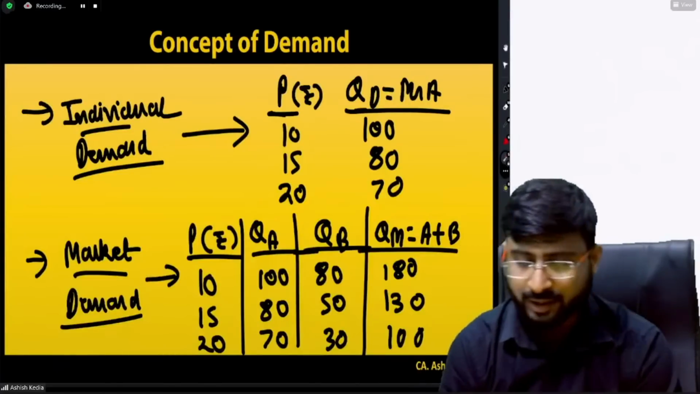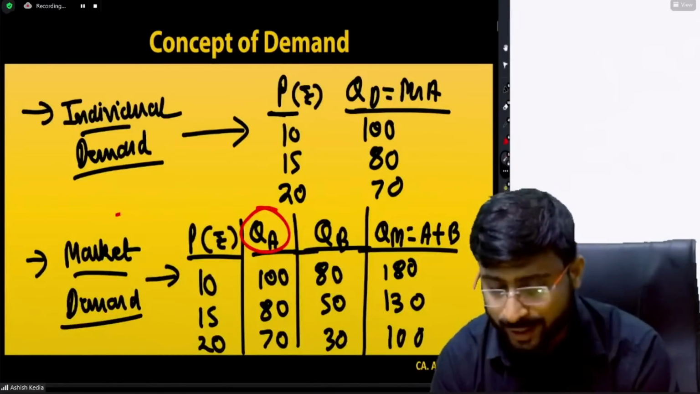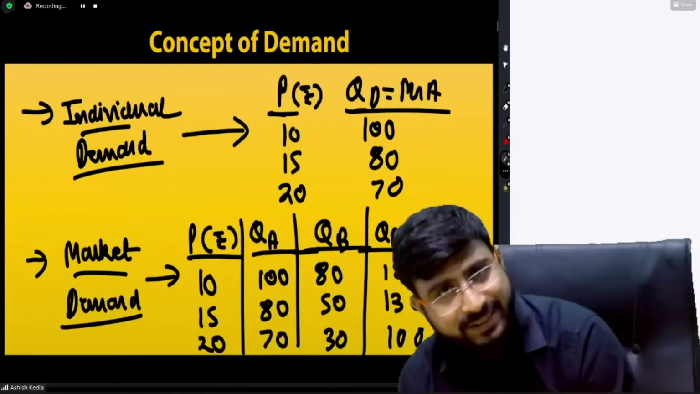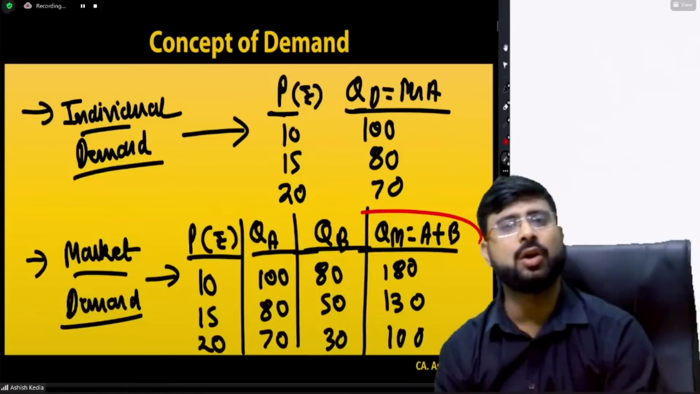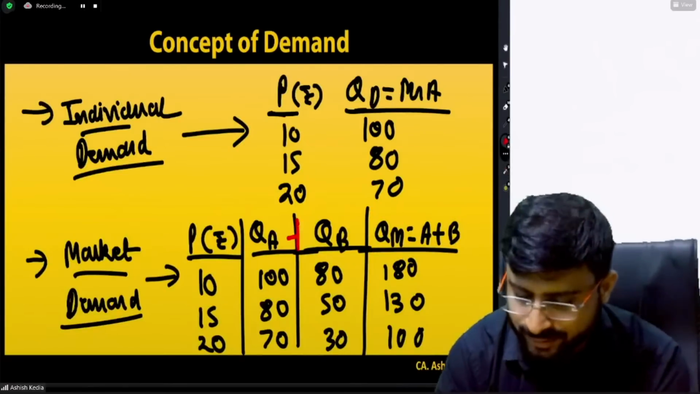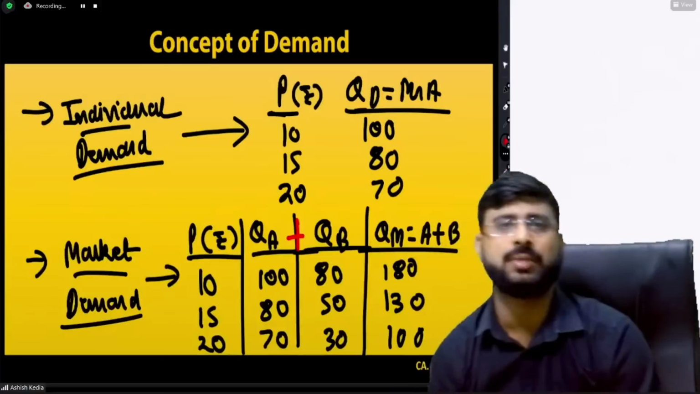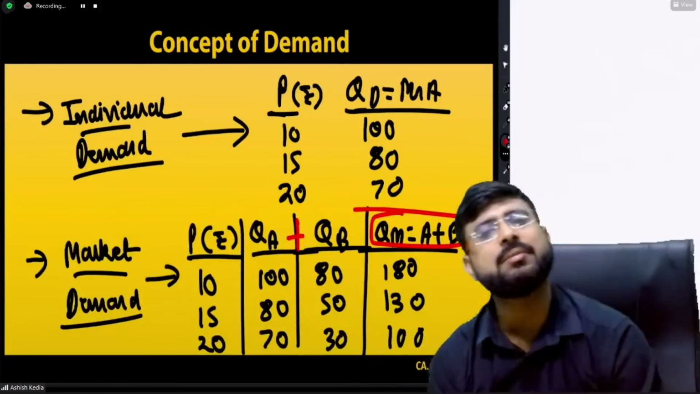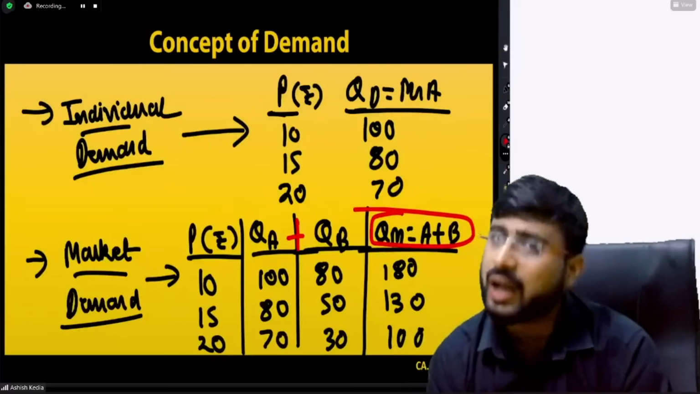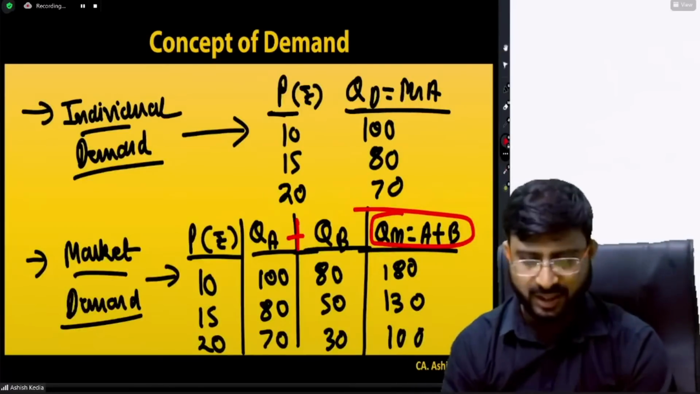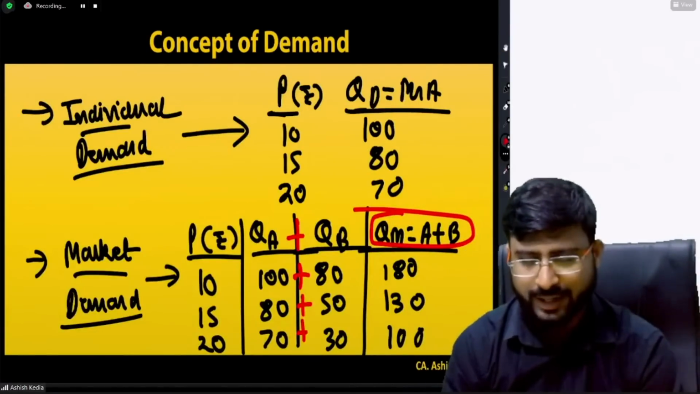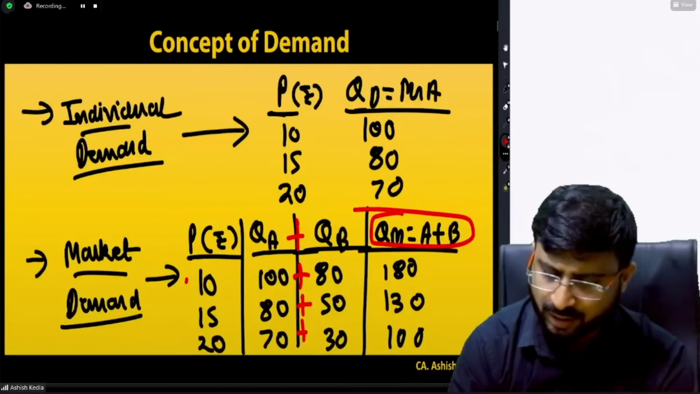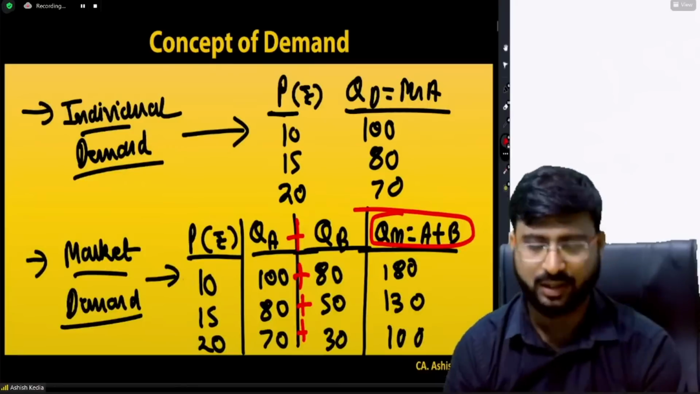Sir, we understood that when you spoke about market demand, you had taken the example of more than one consumer and you added their respective demands. Exactly. That is what market demand is all about. Market demand adds the individual demands, and therefore you get market demand. Just like you see here, you have added the individual demands and got the market demand. The prices are different, from 10 to 15, from 15 to 20.